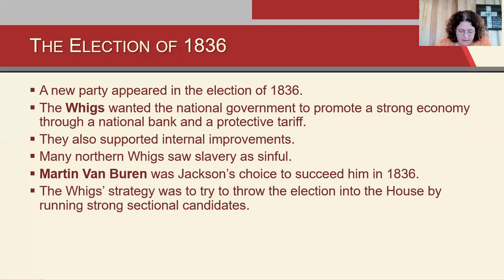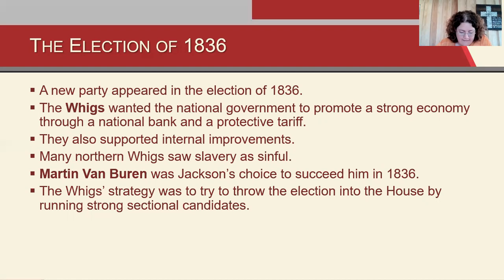Martin Van Buren was Andrew Jackson's choice to succeed him as president in 1836. Van Buren had served as Jackson's vice president since 1832 when John C. Calhoun resigned. The Whigs, on the other hand, chose several candidates. In Tennessee, they ran Senator Hugh L. White.